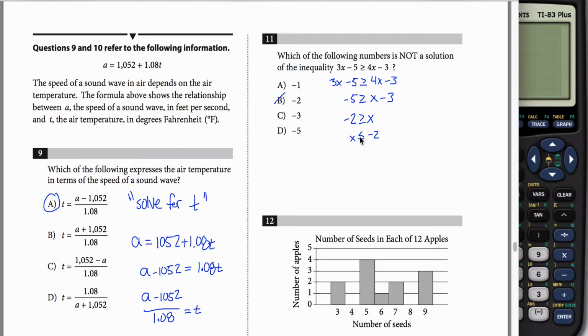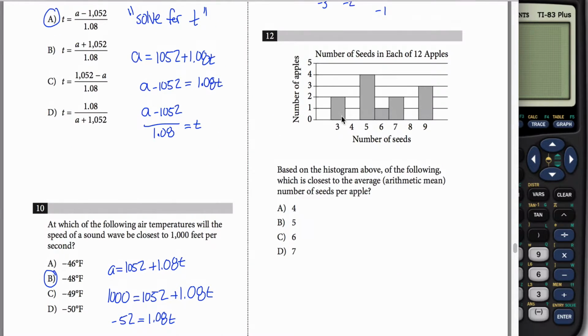Negative 2 is less than or equal to negative 2, so that's a solution. Negative 3 is to the left on the number line, that's less than negative 2, so that's a solution. Negative 5 is to the left, that's a solution. It looks like my answer here would be negative 1. Sure enough, negative 1 is to the right of negative 2 on a number line. There's negative 2, there's negative 1. The solutions are this number and all numbers that way. Negative 1 is not in that range. Therefore, negative 1 is not a solution.